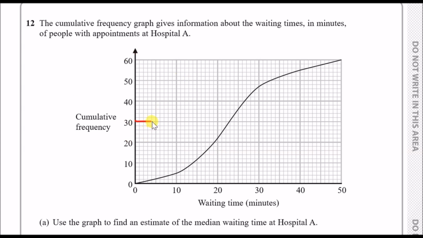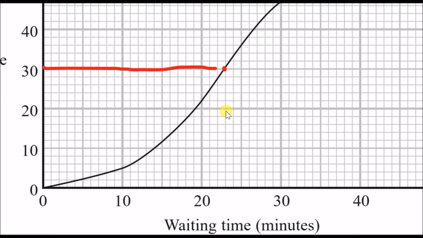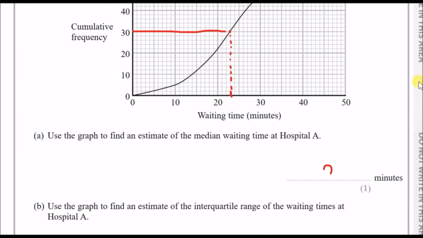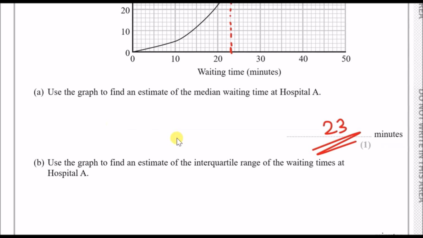So all we do is literally draw a straight line, and we hit this value here, and just to zoom in a bit, this is going to be about, what's that, 23, I guess, guys? So 23-ish, isn't it? So this means that the median value was 23 minutes. Now, use the graph to find an estimate for the interquartile range of the waiting times.